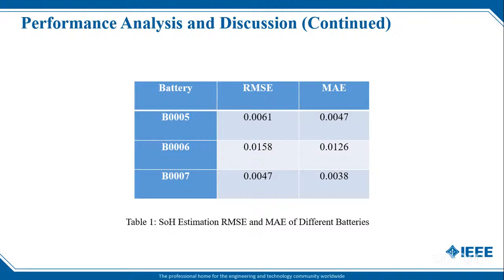For battery B0006, we can see the RMSE is 0.001158 and the mean absolute error is 0.00126. For battery B0007, the RMSE is 0.0047 and the mean absolute error is 0.0038. Overall, we can see that the model performs best for battery B0006 and worst for battery B0005.